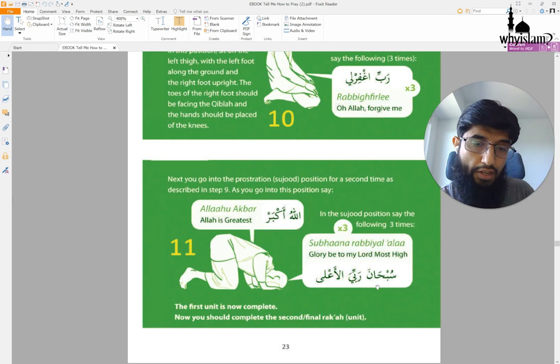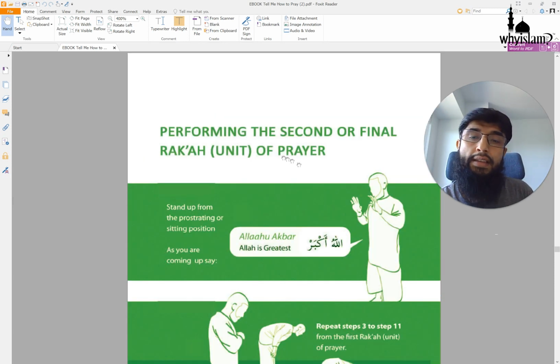Now basically this has completed the first unit. The unit is also called raka in Arabic. This comes from the word ruku, which is bowing. In each unit, you have one bowing, so that's where it comes from. But again, you can call it a unit, you can call it a raka. If you understand the workout mentality, you can call it a rep. So this is a rep. Each prayer is built of a number of reps that we will take a look at now.